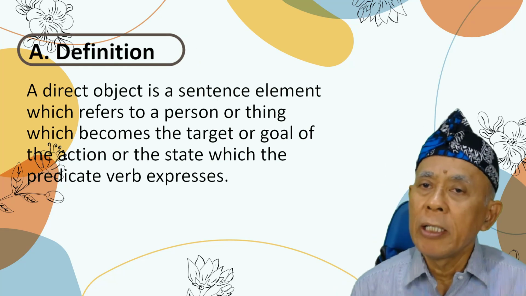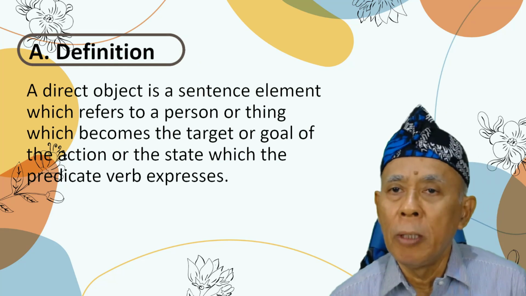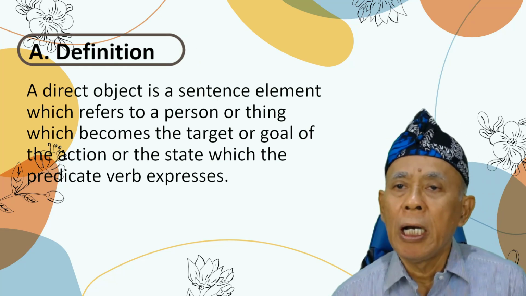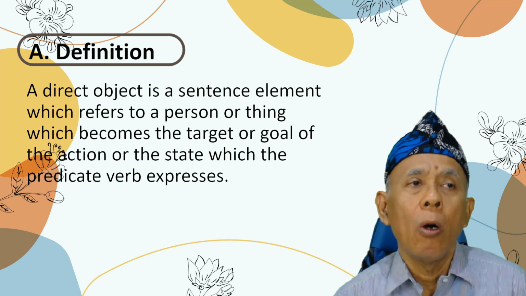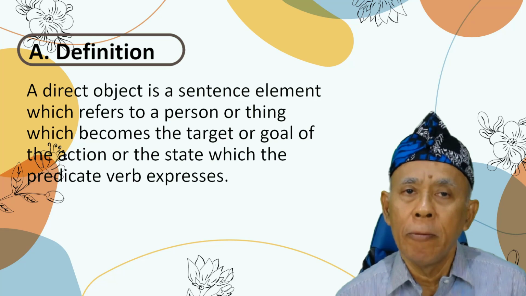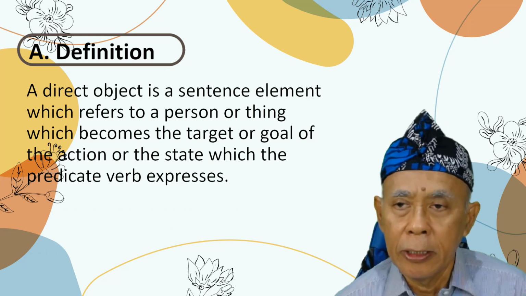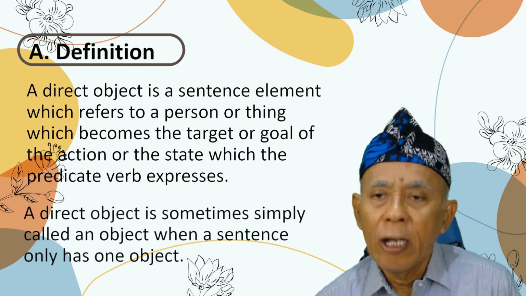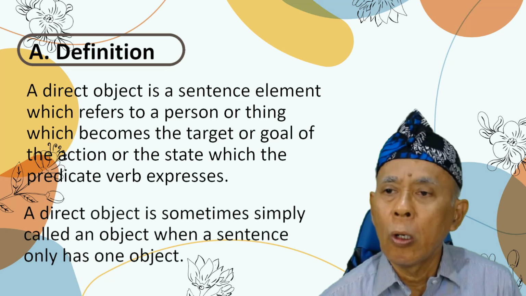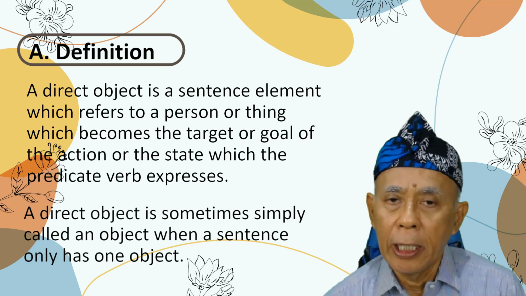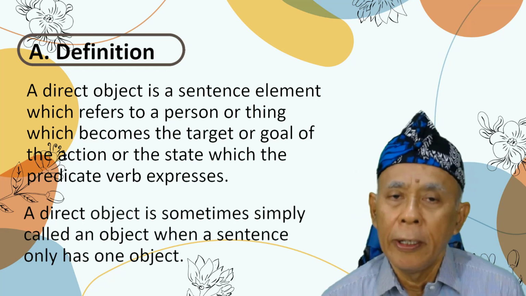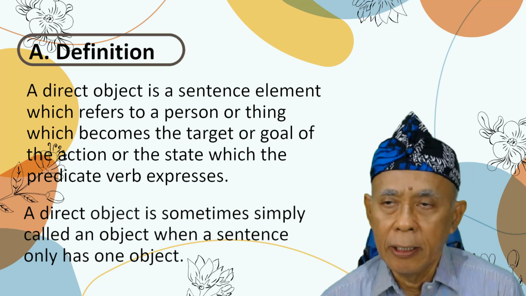A direct object is a sentence element which refers to a person or thing which becomes a target or the goal of the action or the state which the verb predicate expresses. A direct object is sometimes simply called an object when the sentence only has one object. We do not need to call it a direct object if we only have one object in a sentence.